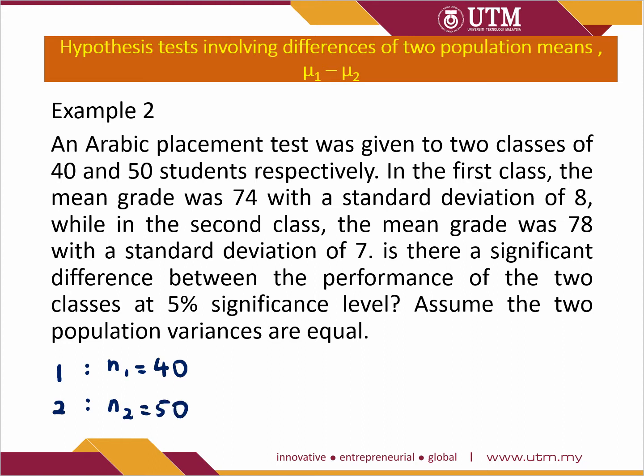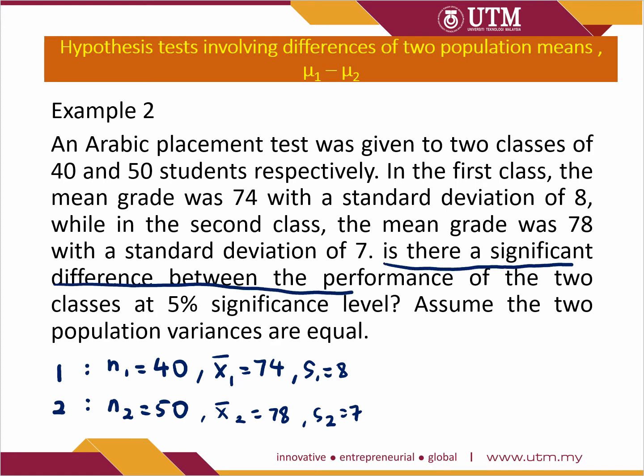In the first class, the mean grade was 74. So this is the mean from the sample, not from the population. So here we have x bar equals 74 from the first class, and the standard deviation is also from the sample, so S1 equals 8, while in the second class the mean grade was 78 with a standard deviation of 7, so S2 equals 7. Now, is there a significant difference between the performance of the two classes at the 5% significance level?